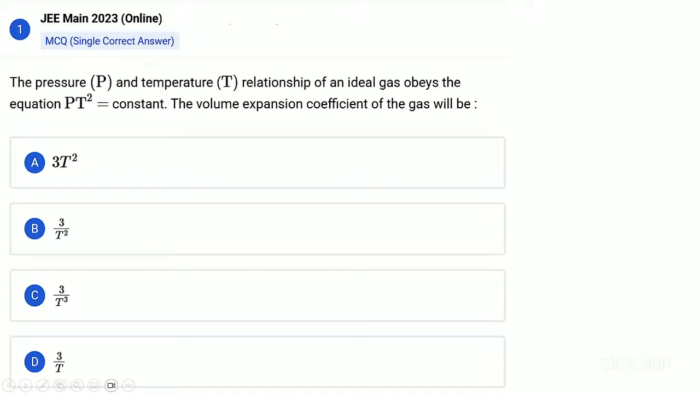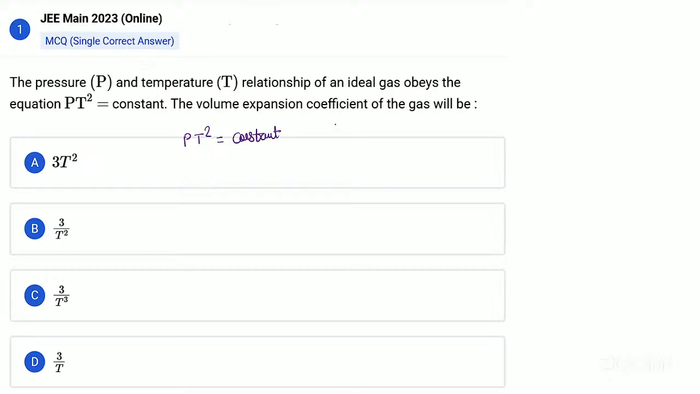the pressure P and temperature T relationship of an ideal gas obeys the equation P T square is equal to constant. The volume expansion coefficient of the gas will be. Now, the process that is given to us is P T square is equal to constant.